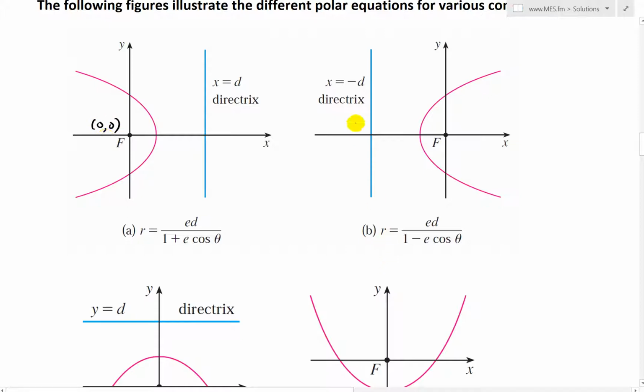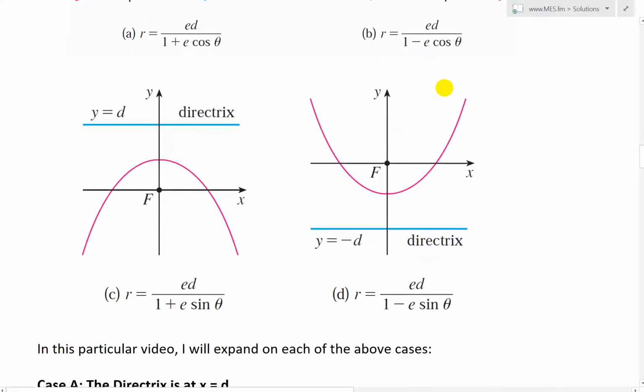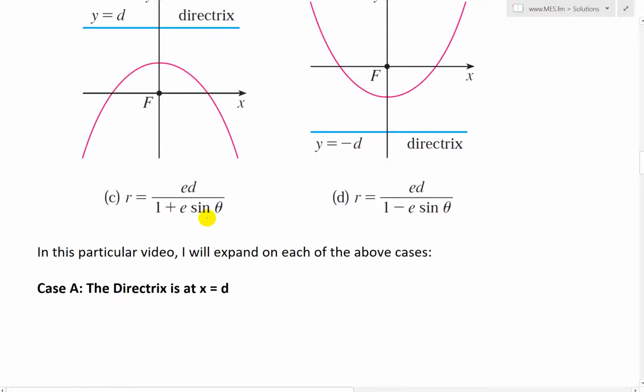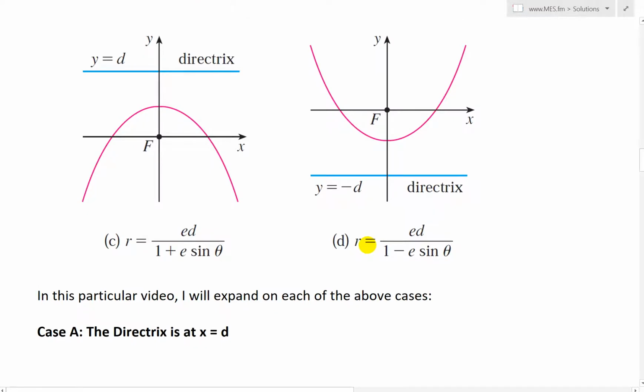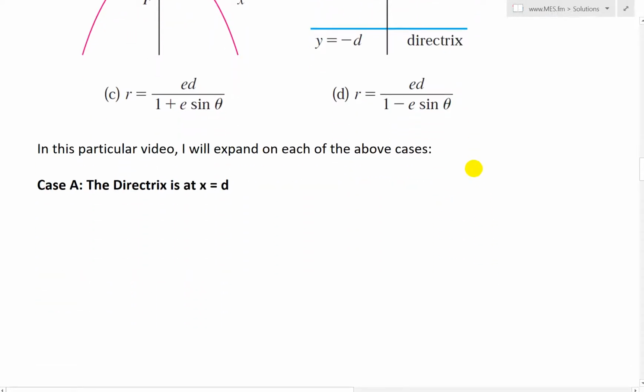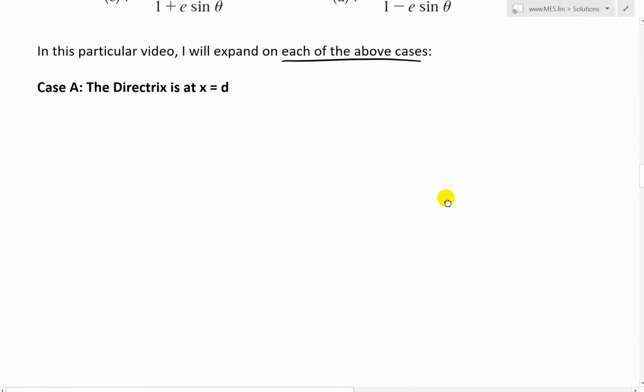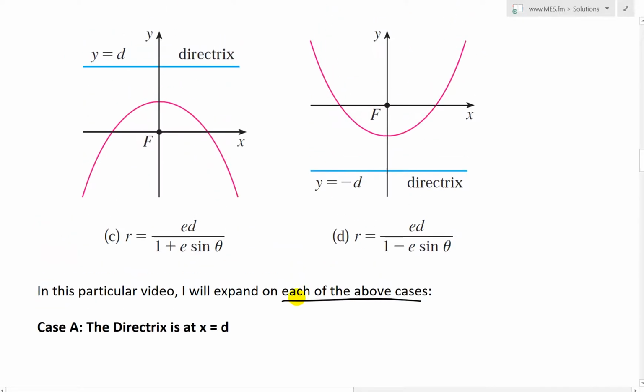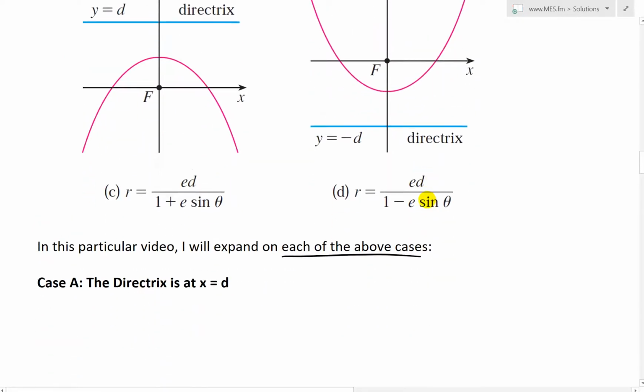And then if it's negative d, we have 1 minus e cos theta, if this directrix is over there. And then if the directrix is on the top, y equals d, then we have sine theta as opposed to cosine. And if it's at y equals negative d, we have 1 minus e sine theta. So in this particular video, I will expand on each of the above cases, just to show how the formulas all change. So let's look at case one.